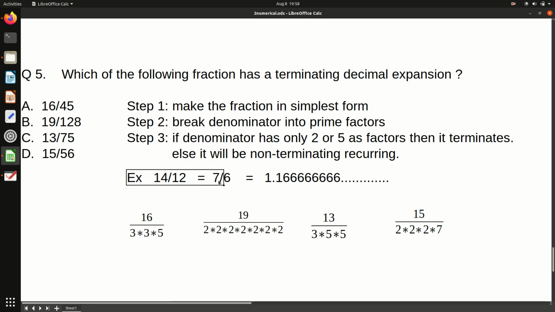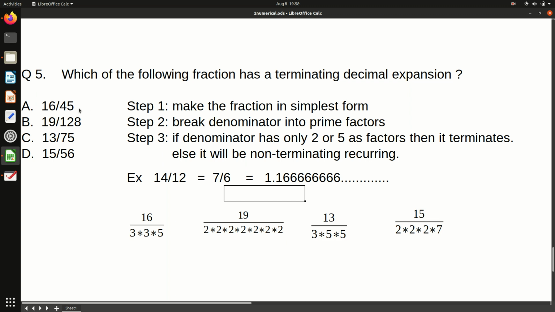Like suppose I have 7 by 6. Now if you try to divide 7 by 6, you will get 1.16666. Now it will go up to infinity. You will keep on dividing and again you will get 666 always. So this is non-terminating. It is not stopping somewhere. So this is the difference between terminating and non-terminating.